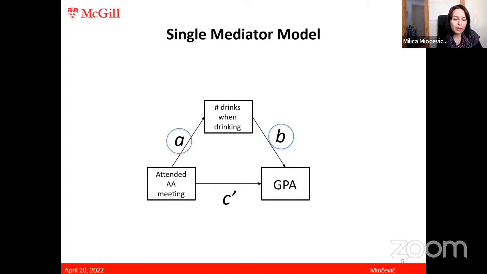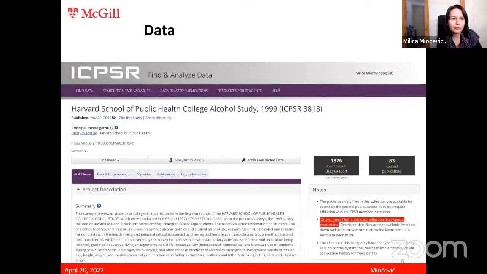This indirect effect is computed as the product of paths A and B that we see in this figure. We also have the direct effect of attending an AA meeting on GPA, controlling for the mediator. We'll denote this direct effect with C prime.